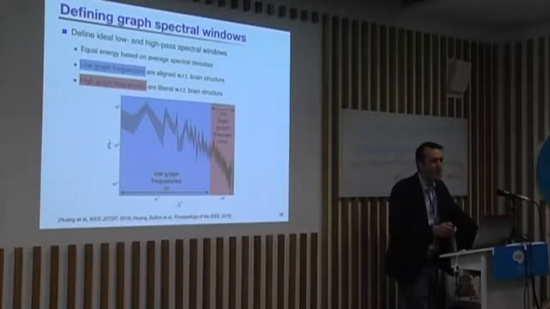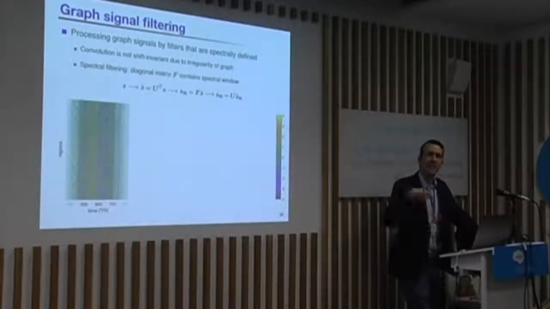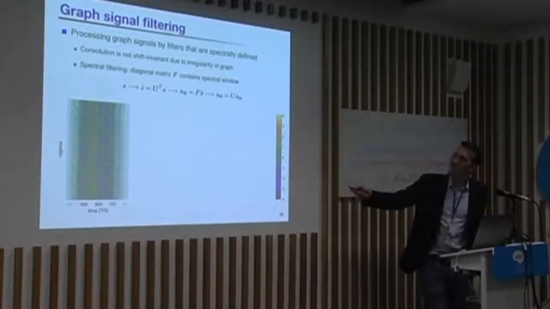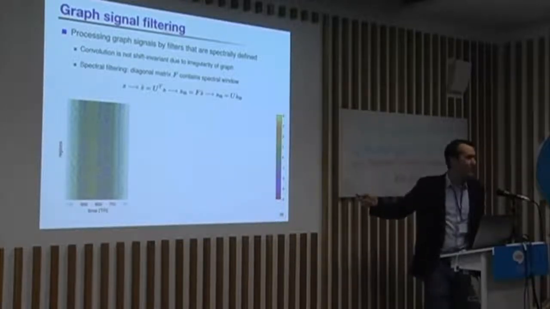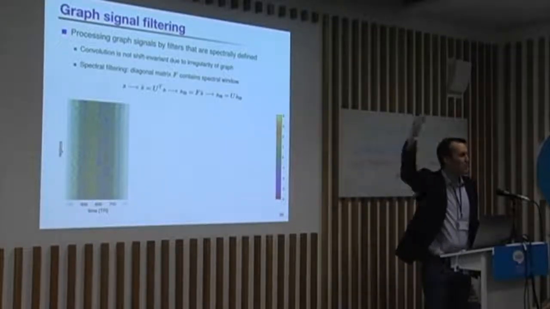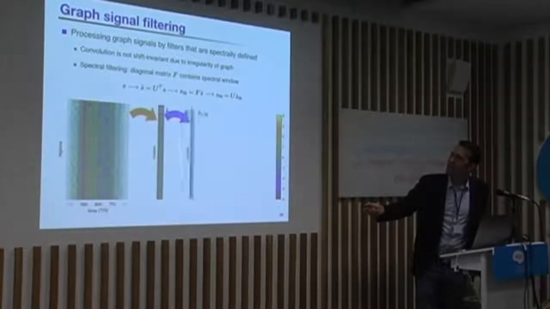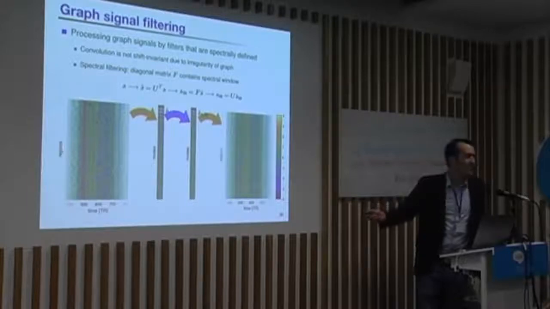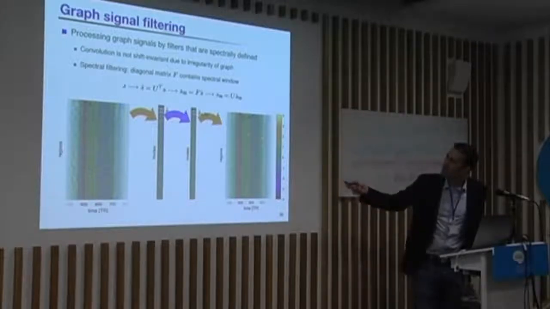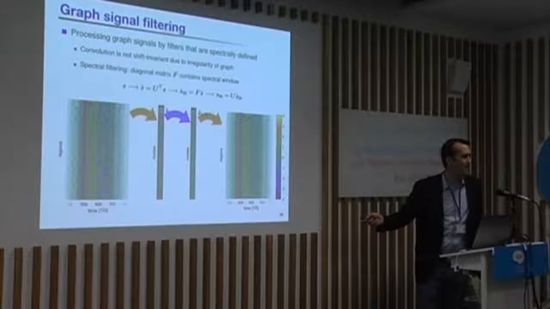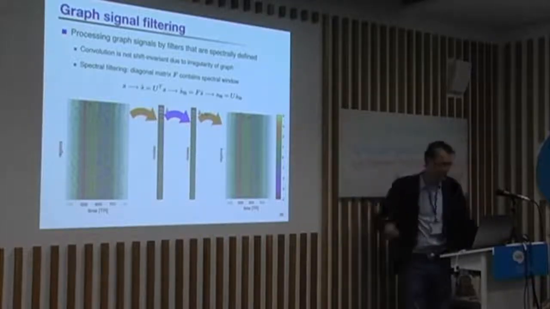And so once we have defined this cutoff, we will define an ideal low-pass and an ideal high-pass filtering operation. Very simple. So we look at our fMRI signal, we go into the spectral representation, and now we're going to filter with the diagonal matrix F that contains the spectral window, and that will just be ones up to the cutoff and then zeros for the low-pass filter, and the other way around for the high-pass filter. So here we get the graph signal, spectral representation, filtered version, reconstruction. And you do this for each time point.